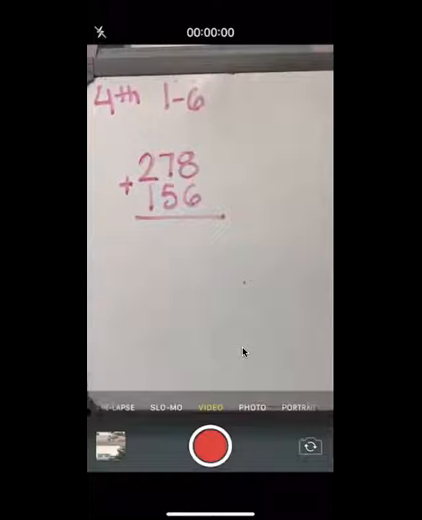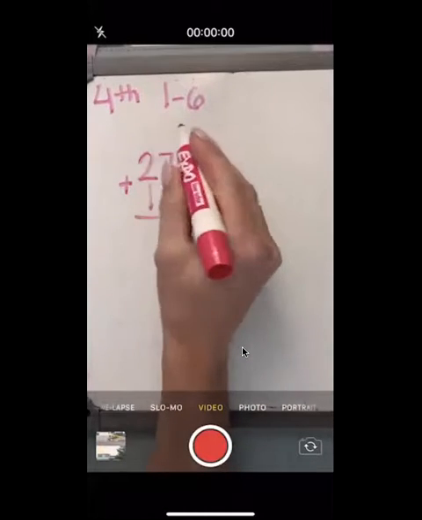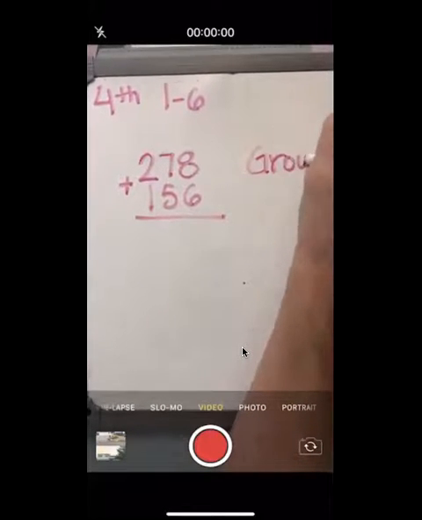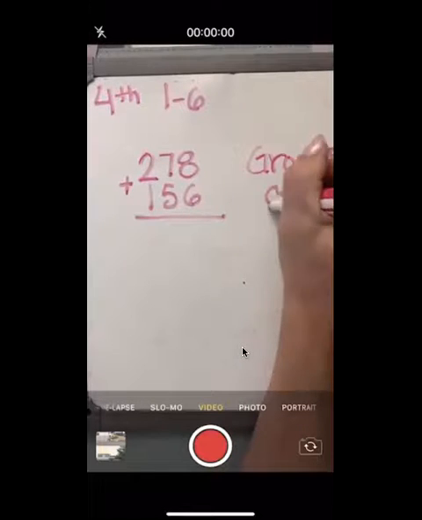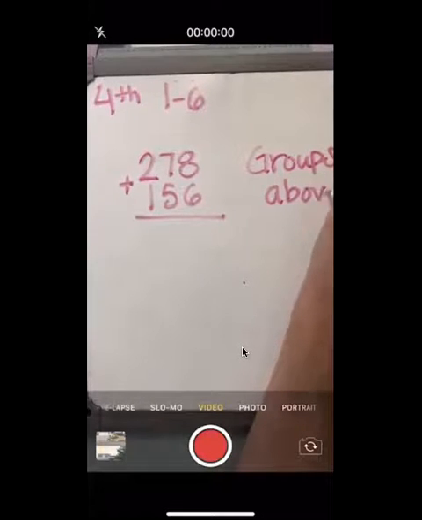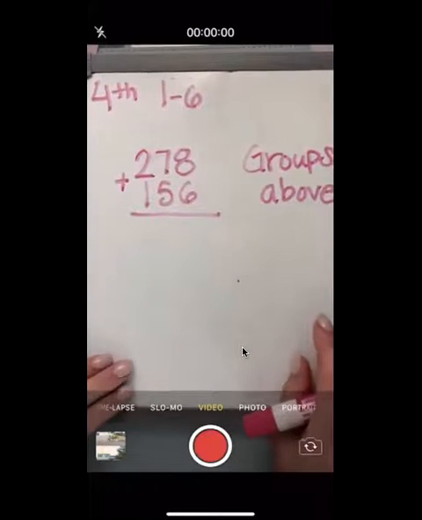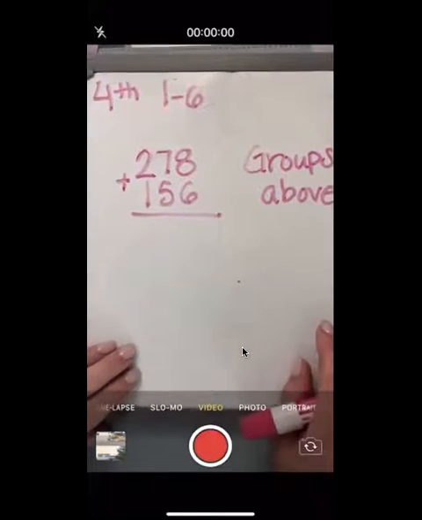So we have 4 different ways we're going to talk about today. The groups above is probably your most common way that you're used to seeing it. Starting in the ones, working our way over, regrouping up top here as we go. I want to introduce a few other ways today just to see if there's another way that you like. There's no really right or wrong on this one. It's just whatever you prefer. So I'm going to give you a couple different options.